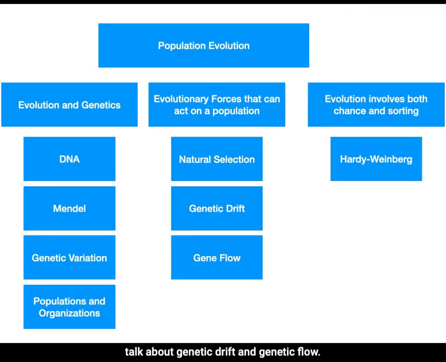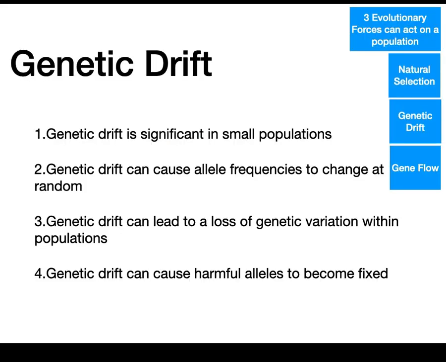Now we're going to talk about genetic drift and gene flow. Genetic drift is significant in small populations. It can cause allele frequencies to change at random. It can lead to a loss of genetic variation within populations, and it can cause harmful alleles to become fixed within a population.